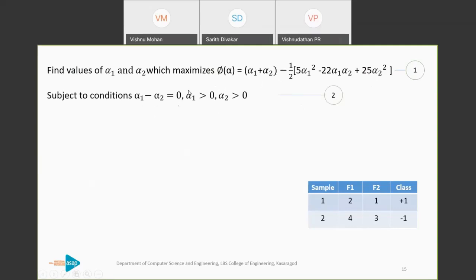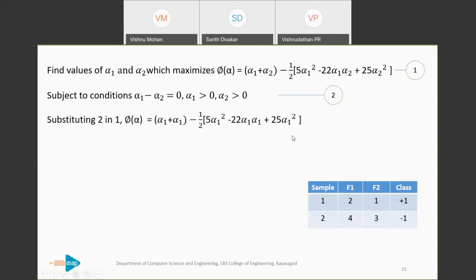And why alpha 1 greater than 0, alpha 2 greater than 0? Because here we will only consider the case of support vectors. We don't bother about the other alphas. We need only support vectors. So this is the expression you have, and this is the condition.